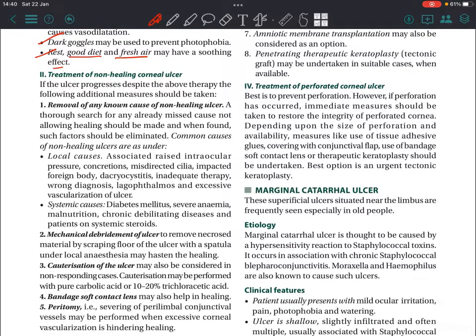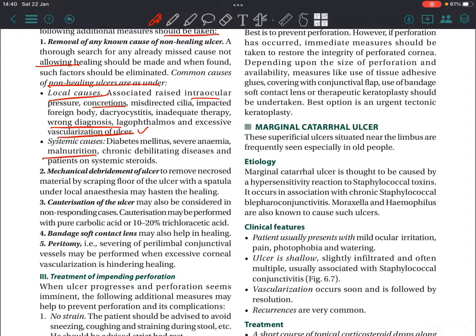Treatment of non-healing corneal ulcer. If the ulcer progresses despite the above therapy, the following additional measures should be taken. Removal of any known cause of non-healing ulcer. A thorough search for missed causes not allowing healing should be made. Common causes of non-healing ulcers are local causes: recent congregations, trichiasis, impacted foreign body, dacryocystitis, inadequate therapy, wrong diagnosis, lack of ophthalmic care, excessive vascularization of ulcer; and systemic causes: diabetes mellitus, severe anemia, malnutrition, chronic debilitating disease, patients on systemic steroids.